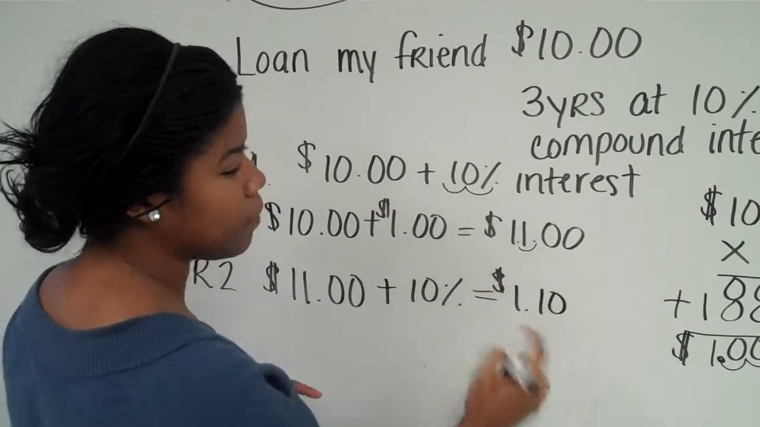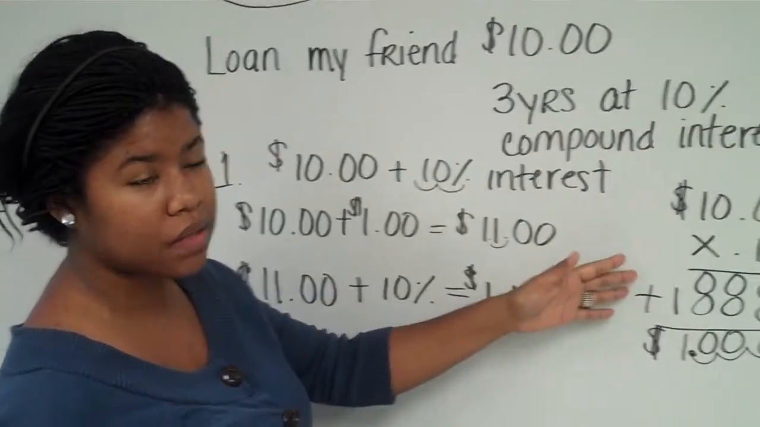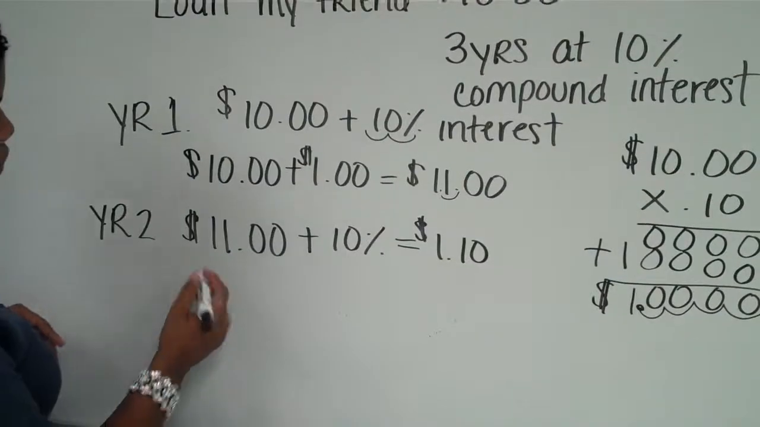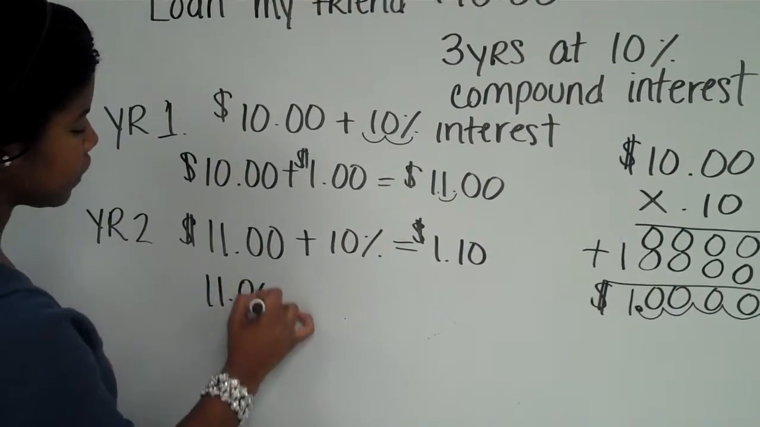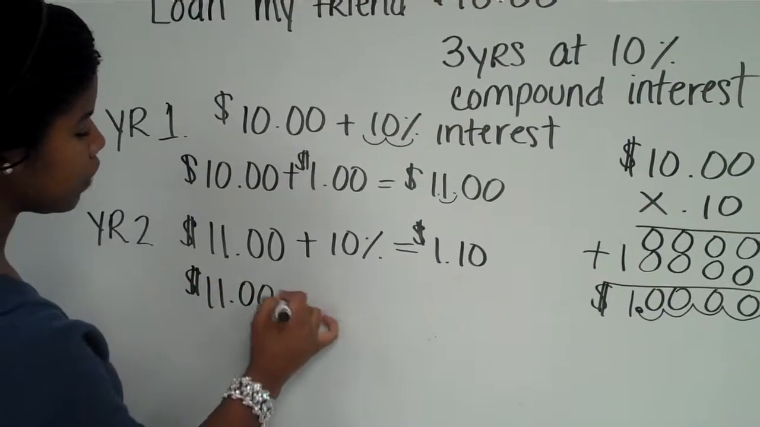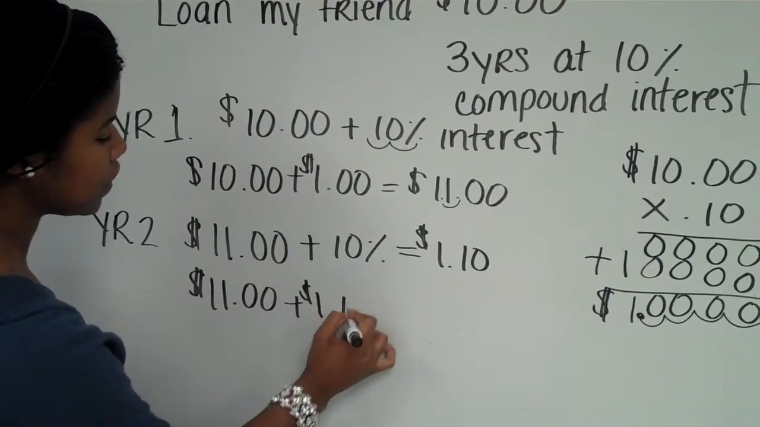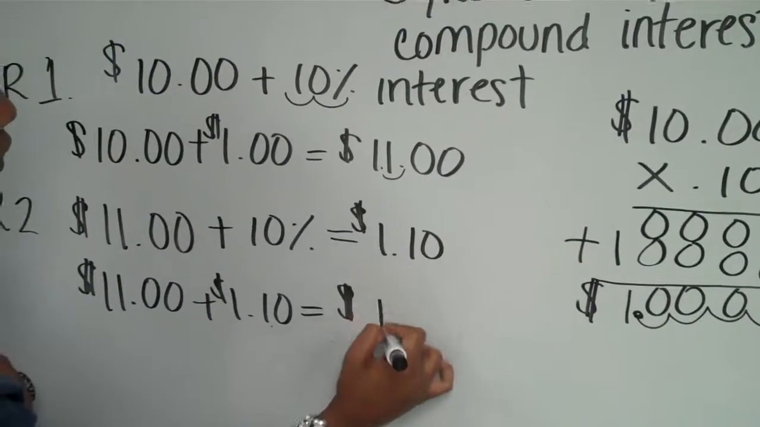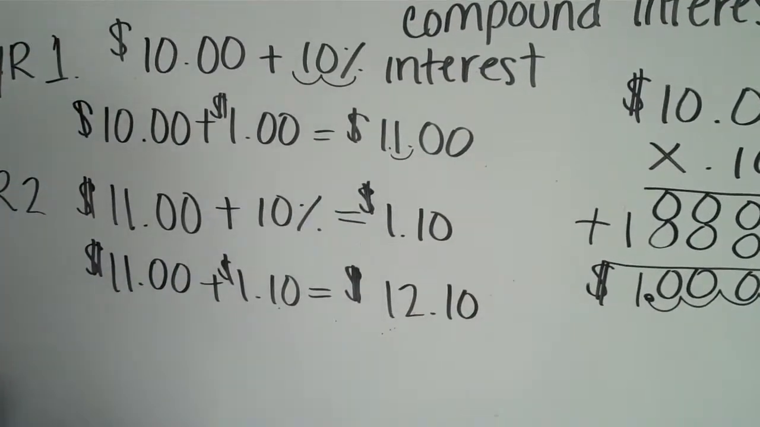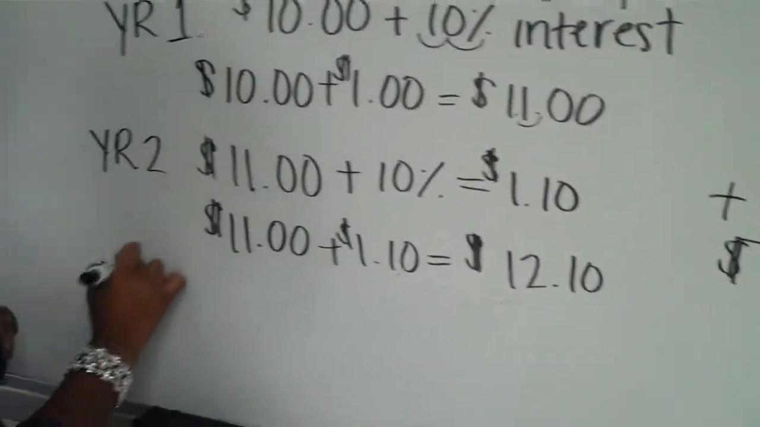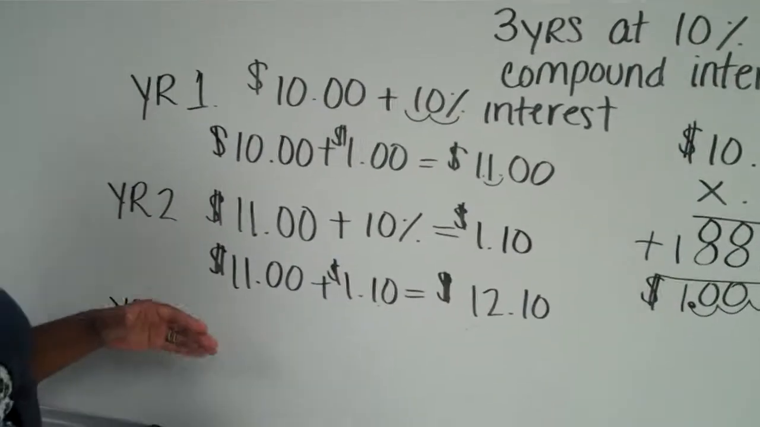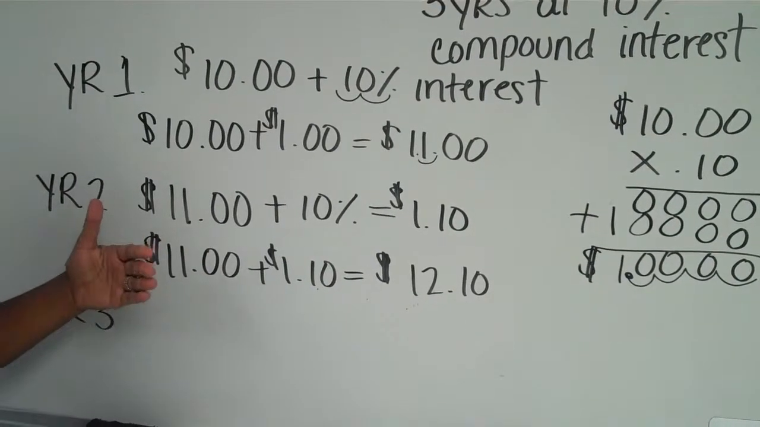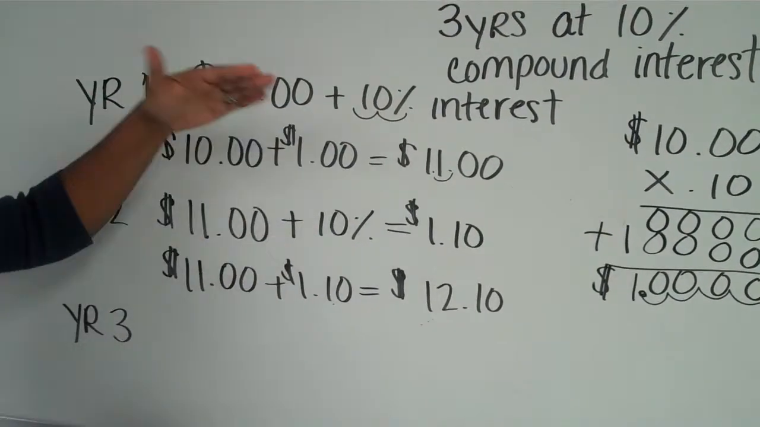And if you want to multiply it out just like we did with our $10 here, it would give you the same answer, $1.10. So at the end of year two, $11 was the new amount that she owed, including that compound interest of $1.10, is going to give her a total of $12.10. Here's year three. I hope you can see the trend here, that each time we're adding interest to the new amount and not the original amount. That's why we call it compound interest. It keeps building as we keep going.